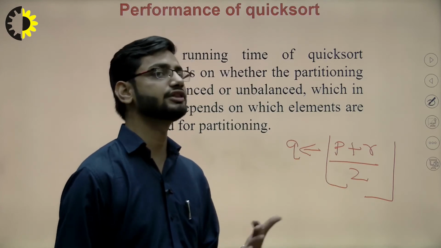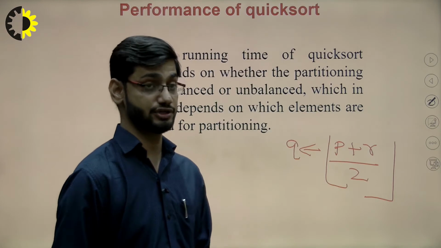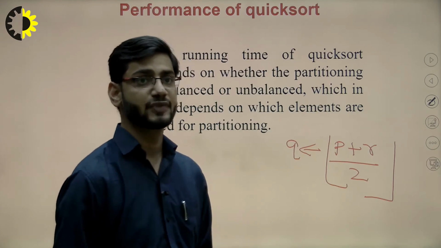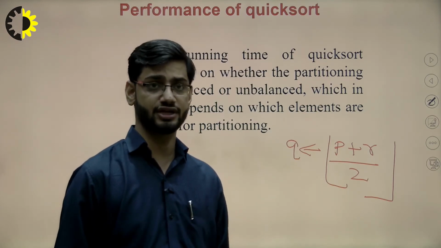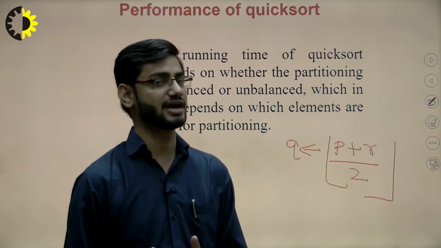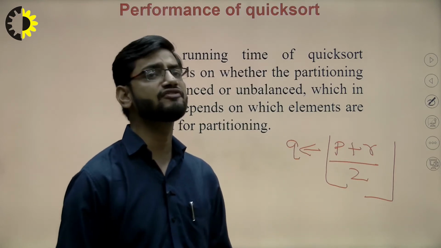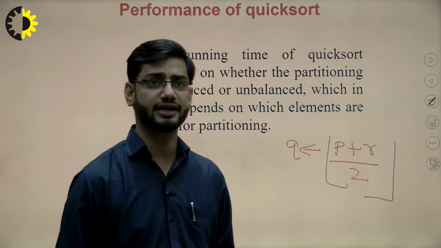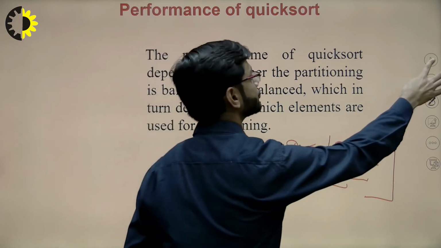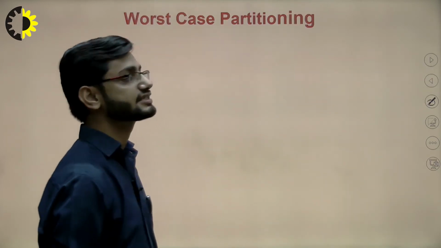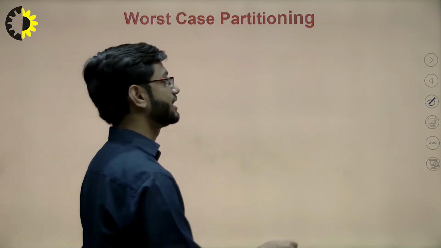So depending on what the partition procedure is doing, whether it is doing balanced partitioning or unbalanced partitioning, the performance of quicksort can be analyzed. So first of all, worst case partitioning. What is worst case partitioning?